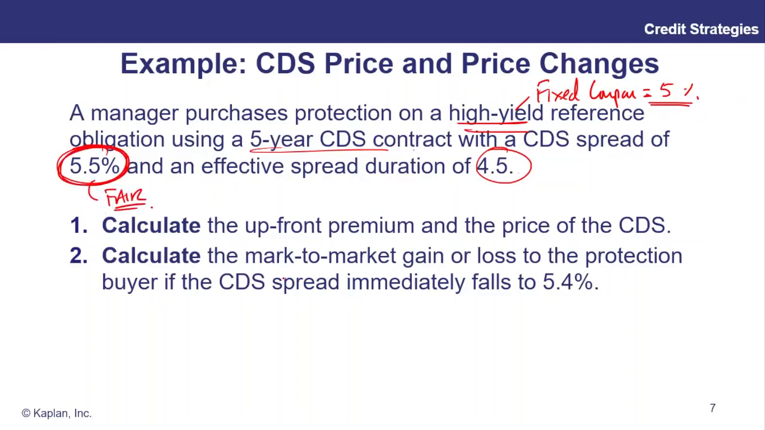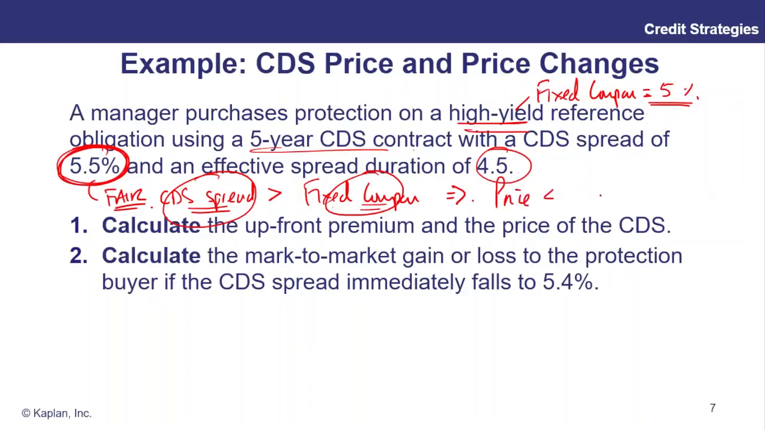So big picture here, let's get a big picture question in before we just start kicking the ball into the weeds. Is this CDS going to be trading above par, at par, or below par? Well, we've got a fair CDS spread, which is greater than the fixed coupon. So this is a risky name, isn't it? It's a bit like yield versus fixed coupon. If we require an extra return bigger than what's being paid, then we're going to trade below par. So the price here is going to be below par, below 1.